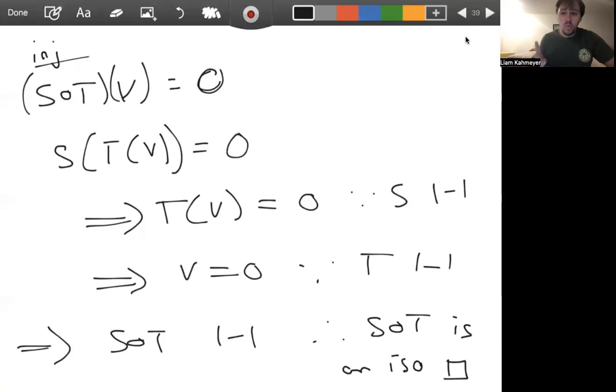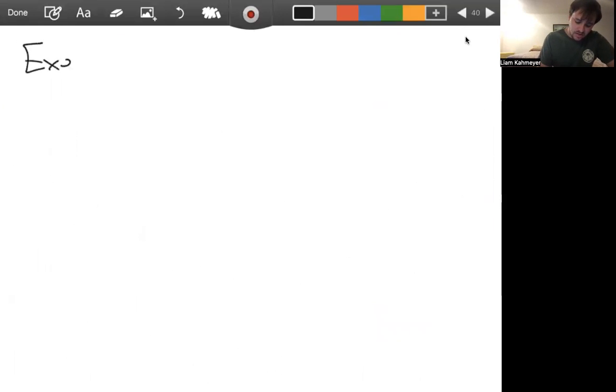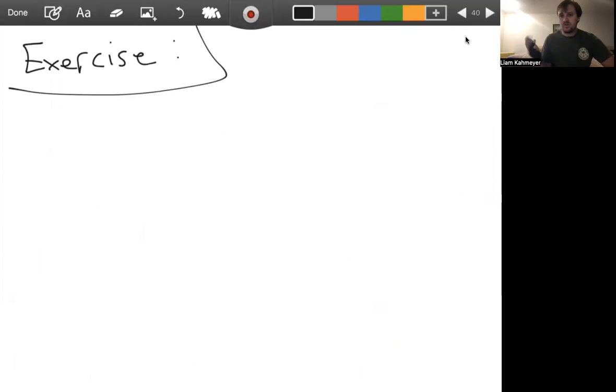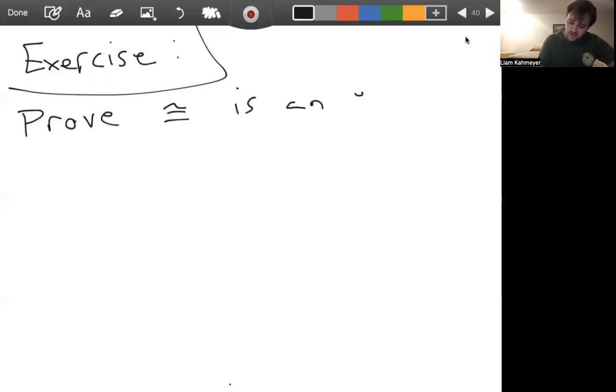Now, with this theorem in mind, here's an exercise, a very important one that I'm not going to require be done, but if we had more time in the semester, I think I would. Prove that isomorphism is an equivalence relation. Remember, what does that mean?